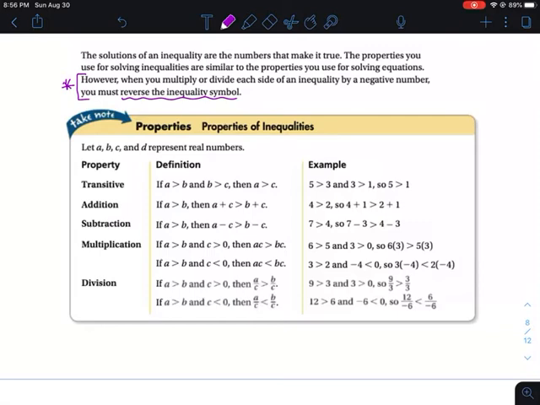The next property is the addition property. It says if A is greater than B, then A plus C is greater than B plus C. What you do to one side of the inequality sign, you do to the other, and it keeps the same inequality sign with addition. Same thing with subtraction.